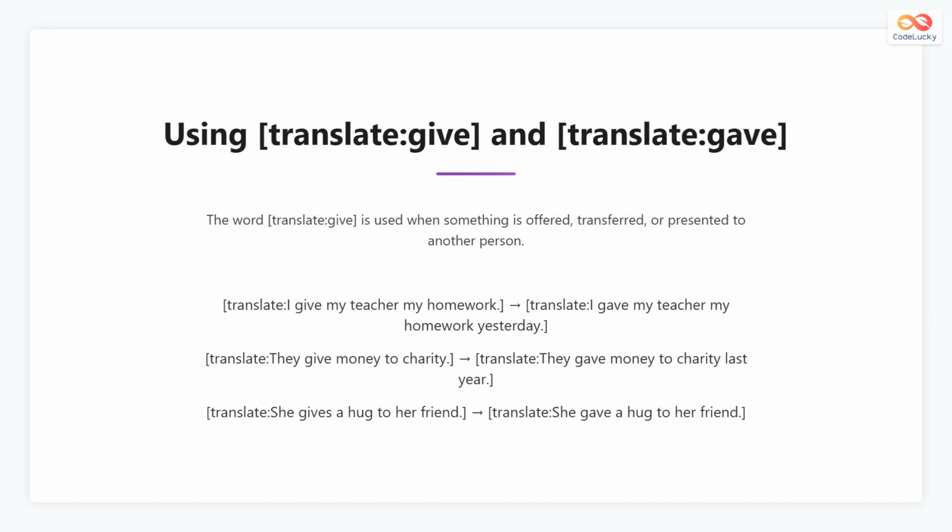The verb give is used when something is offered, transferred, or presented to another person. In the past, it becomes gave. For example, I give my teacher my homework, becomes I gave my teacher my homework yesterday. They give money to charity, becomes they gave money to charity last year. She gives a hug to her friend, becomes she gave a hug to her friend. Remember, gave is always used to talk about giving that already happened.